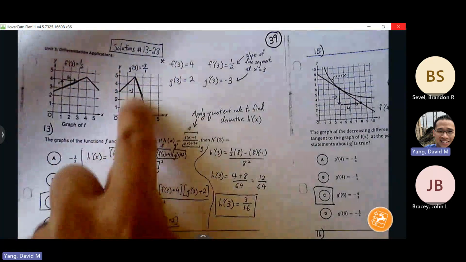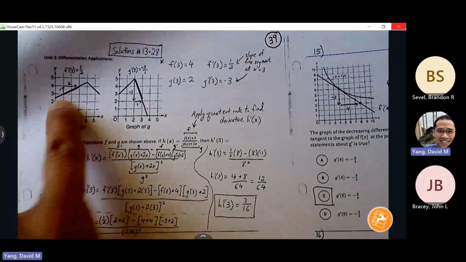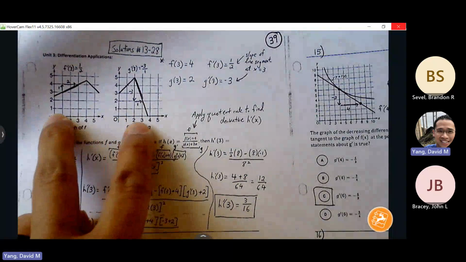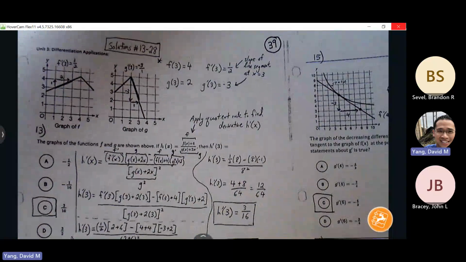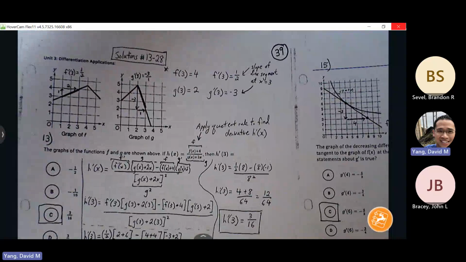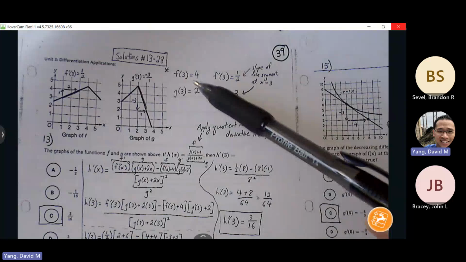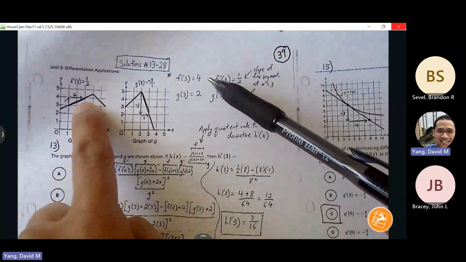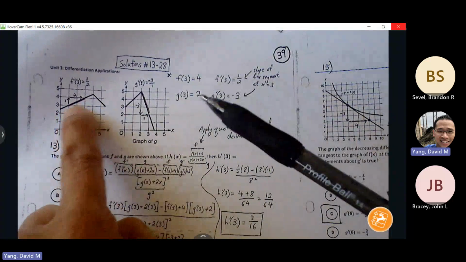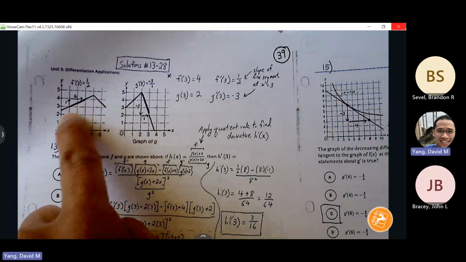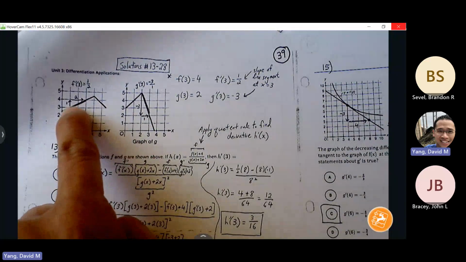And then you're just interpreting, are you pulling the slope or the ordered pairs from each of the graphs of f and g? So the points in question are f of 3, g of 3, f prime of 3, and g prime of 3. f of 3 is the ordered pair, which is 4. f prime of 3 is the slope of this f graph and the slope of this line segment. Pick any 2 points. I can go up 1 over 2.